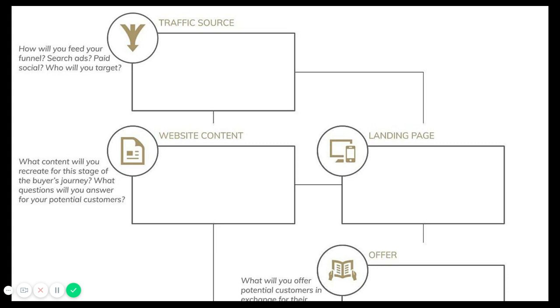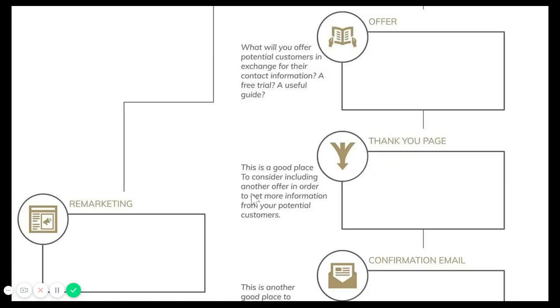So next up, you've got your website content, which is usually a blog post, and then you've got your landing page. So you've got to think, what is going to be the best content for this stage of the buyer's journey? We'll get a little bit more into how to think about that in the next few slides. So you want to know what is going to be appealing to them.